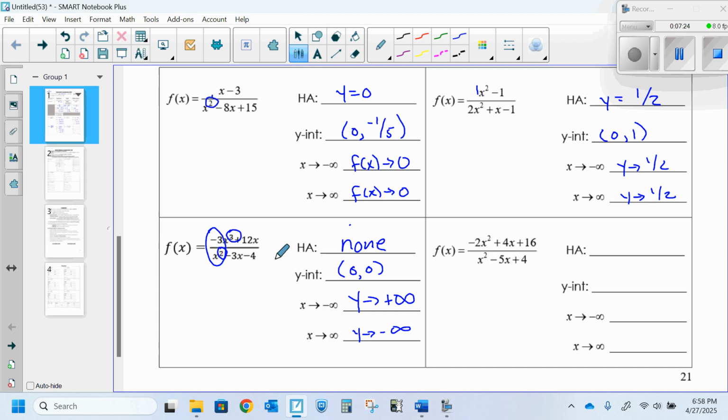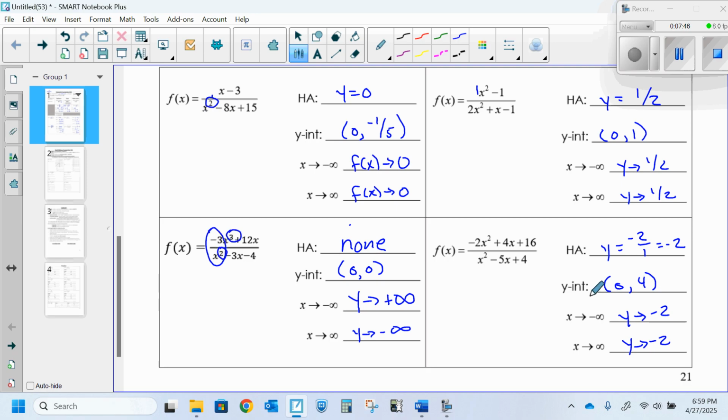Okay, last one. The degrees are the same. It's leading coefficient over leading coefficient. The ends of the graph will go towards that horizontal asymptote. Plug 0 in for x. And the y-intercept is 4.